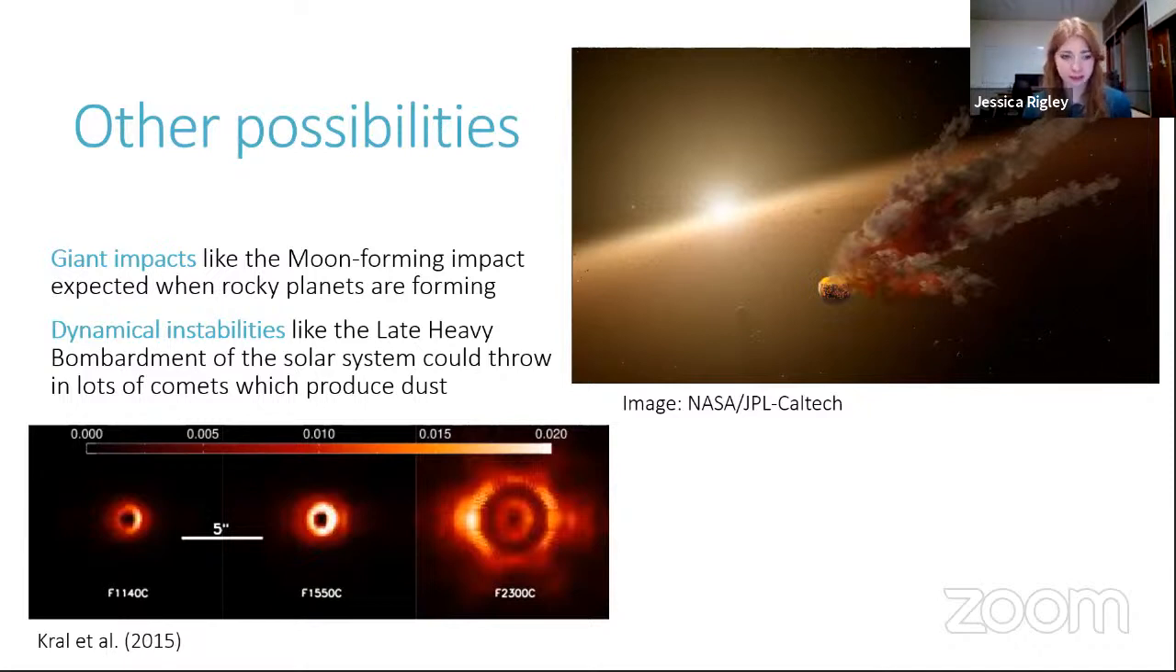And then another possibility is something called dynamical instabilities. And so we think that when the solar system was much younger, we had something called the late heavy bombardment. And essentially what happened was lots of comets were thrown in from the Kuiper belt towards the sun, all at the same time. And so if we had lots of comets thrown in towards the star at the same time, which then all sublimate and produce lots of dust, then that could also potentially be a good source of exozodiacal dust. But the problem with this one is that we think that this just doesn't happen often enough to explain all these detections we're seeing.